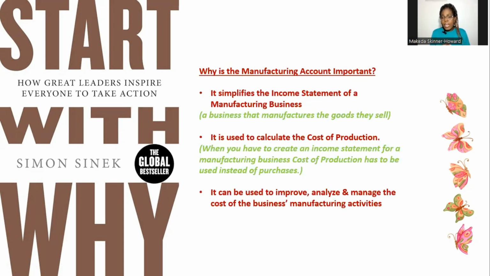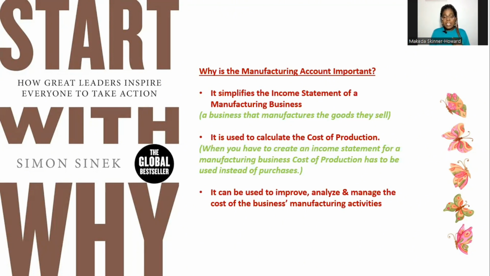1, it simplifies the income statement of a manufacturing business, which is a business that manufactures the goods that they sell. The manufacturing account also is used to calculate the cost of production. When you have to create an income statement for a manufacturing business, cost of production has to be used instead of purchases, right? So when you are doing a cost of sales calculation in the income statement, once it's a manufacturing business you're dealing with, you will see no purchases in that cost of sales calculation. I think we have a question on that, so we're going to see.